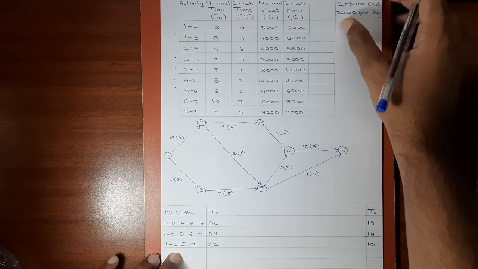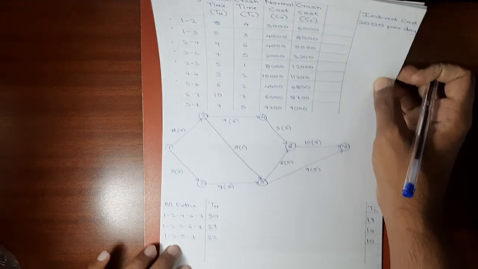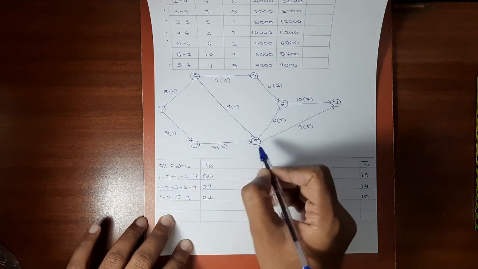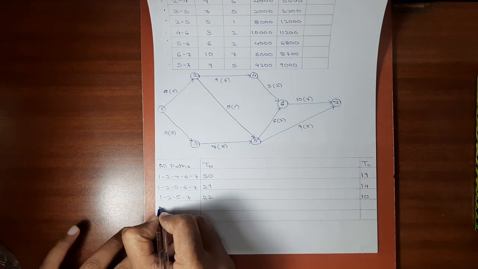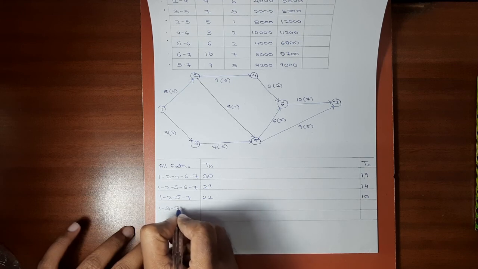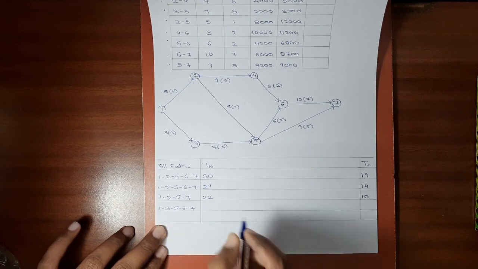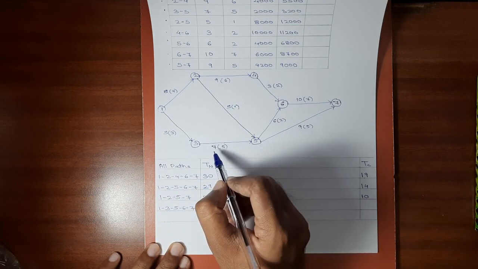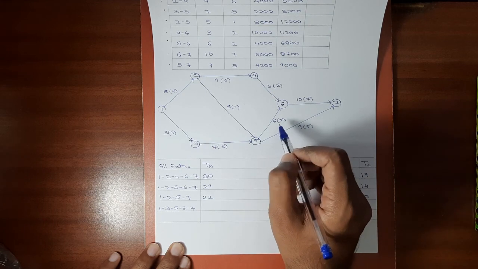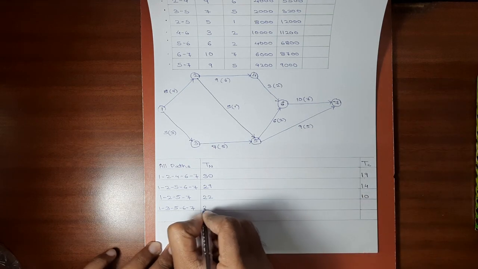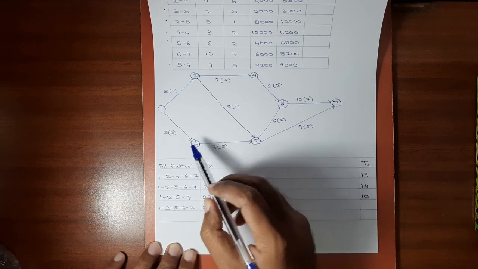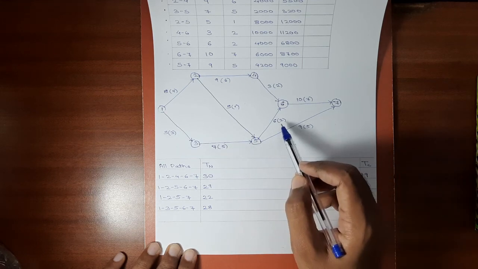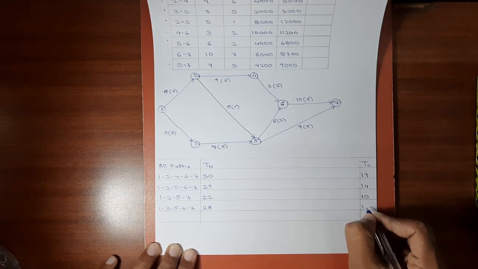Okay, let's move on to the next path. The next path will be 1-3-5-6-7. The normal duration for this path will be 5 plus 7, 12, 12 plus 6, 18, 18 plus 10, 28. The crash duration for this path will be 3 plus 5, 8, 8 plus 2, 10, 10 plus 7, 17.